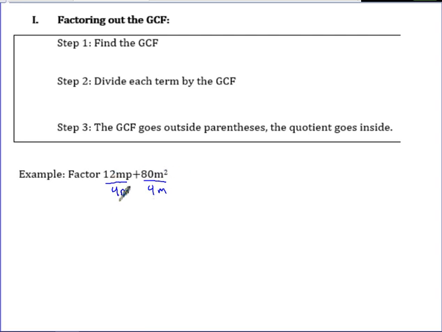So when I divide these, 12 divided by 4 is 3. My m's are going to cancel each other out, so I'm left with 3p. Over here, 80 divided by 4 is 20, and then m squared divided by m leaves me with just m. Okay, this is going to go inside parentheses, and my greatest common factor, my GCF that I pulled out, is going to go outside, and that would be the factored form of this.